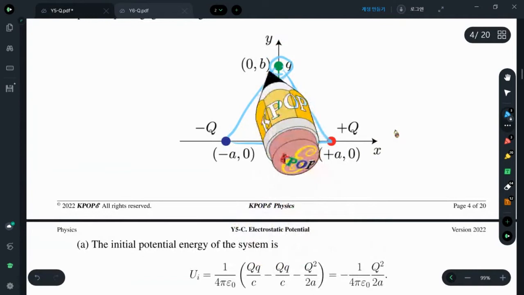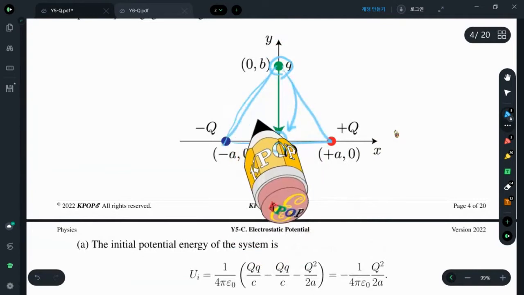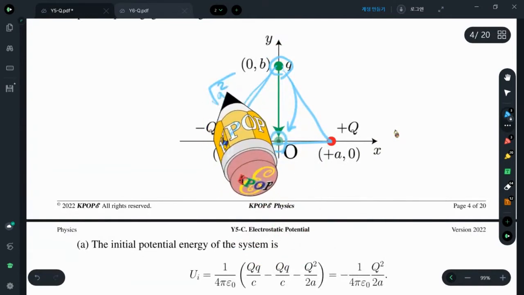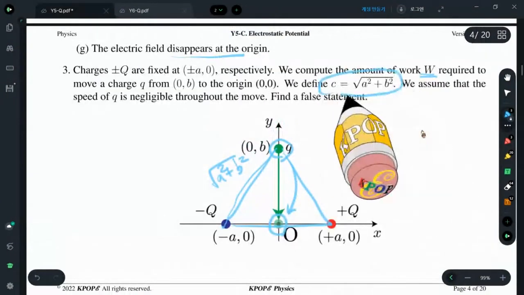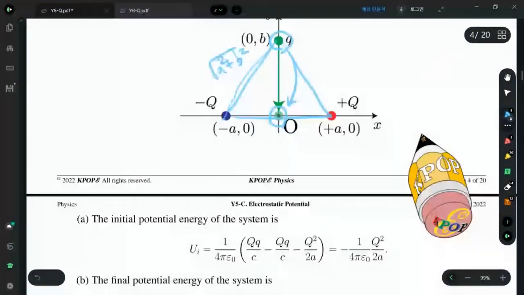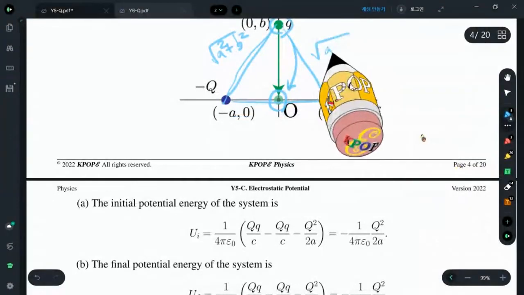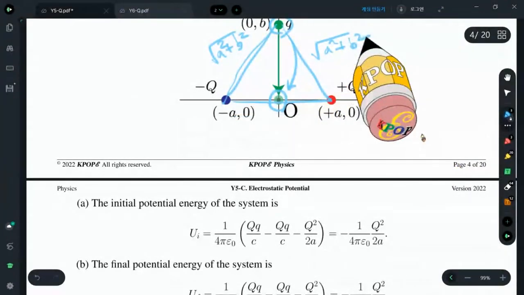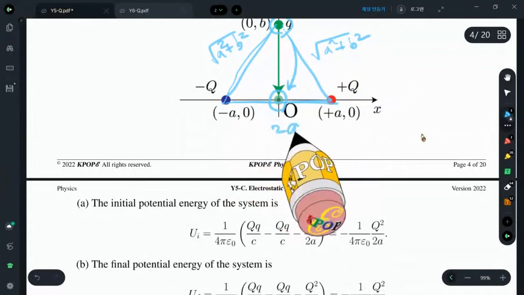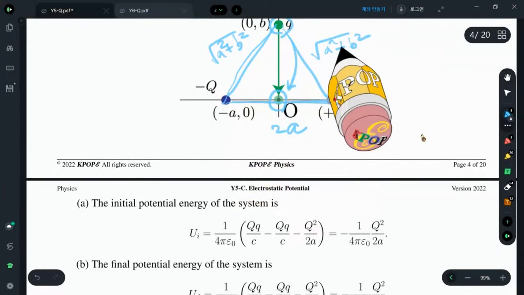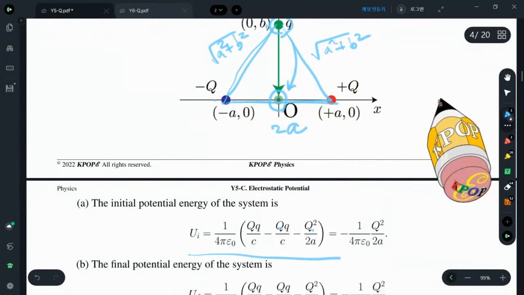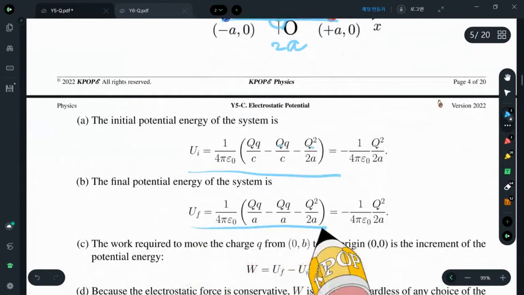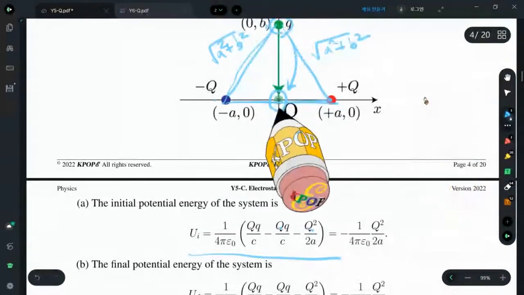So we have this distance, which is the square root of a squared plus b squared, and I told you c equals the square root of a squared plus b squared. This distance is 2a. Substituting these and the product of these charges, we find the initial potential energy. And the final potential energy can be computed.